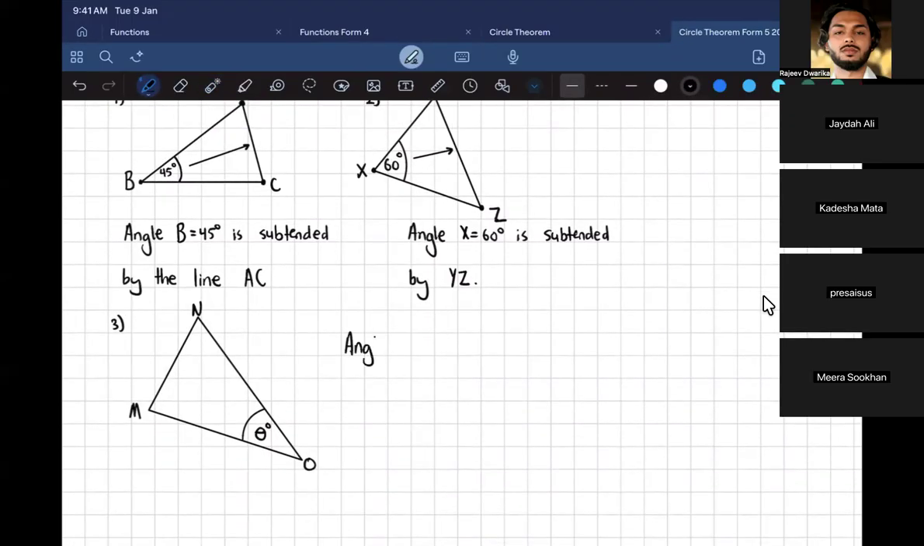So I want you all to fill in the blanks. Angle O, which is equal to theta degrees, is subtended by the line what? I don't want the answer out loud. I want you to draw the diagram and send me an answer on WhatsApp. Do that.